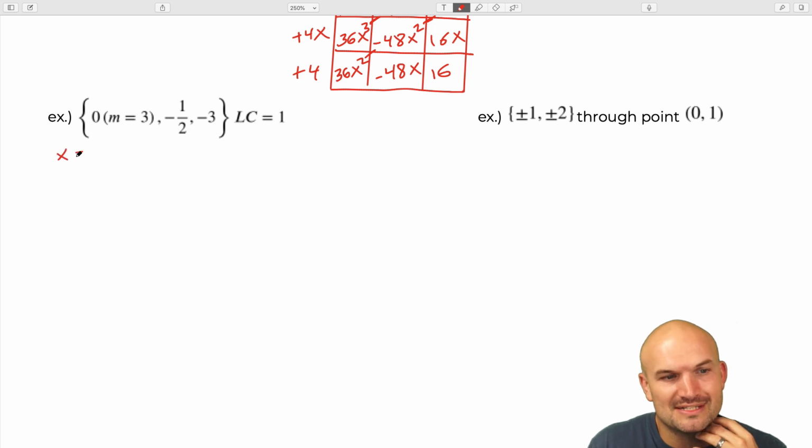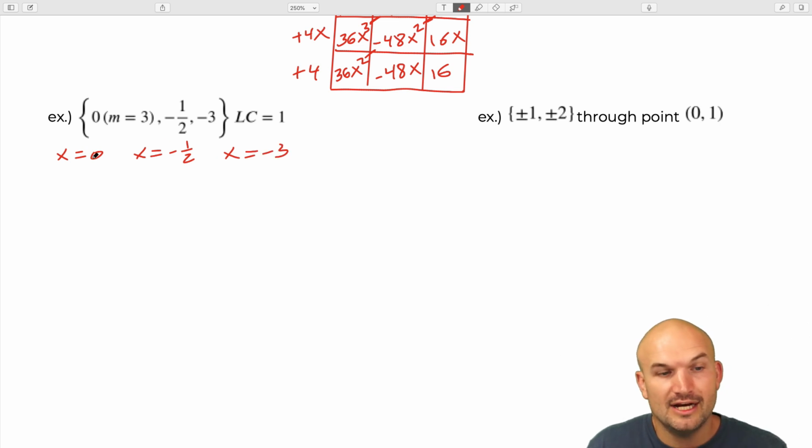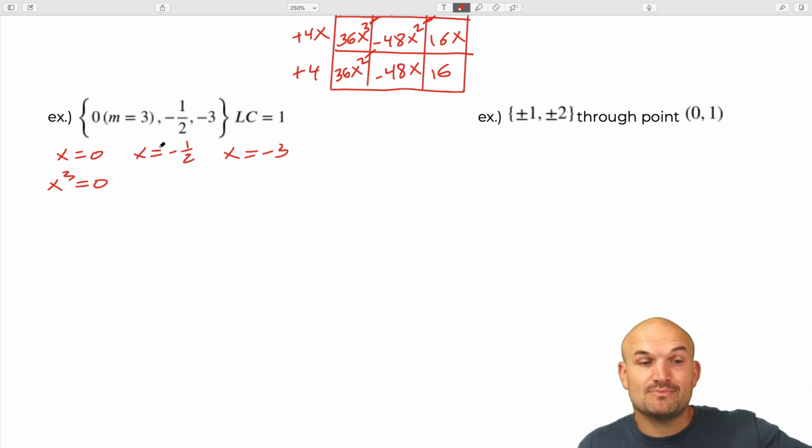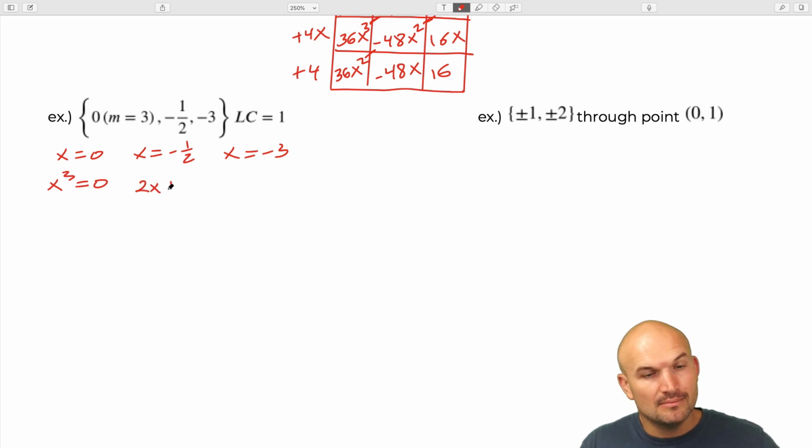So again, we have x equals 0, x equals negative 1/2, and x equals negative 3. Now again, here we have a multiplicity of 3, right? So that's really going to be x cubed equals 0. Here, I'm going to multiply by 2 and then add the 1, right? So I have 2x plus 1 equals 0.